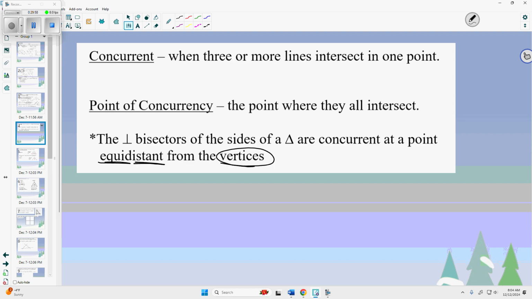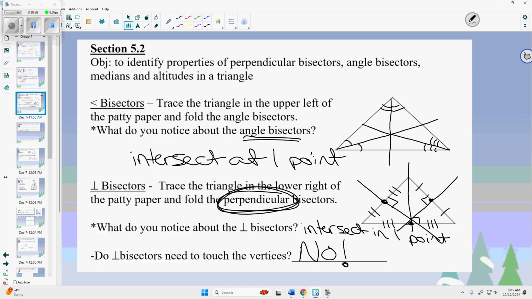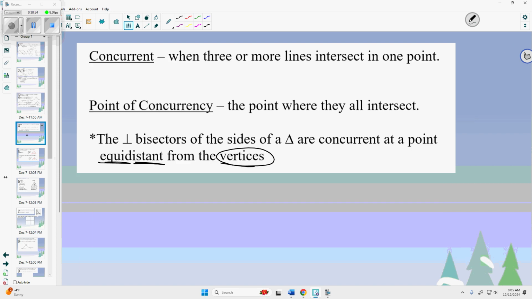What part of the triangle are the vertices? What are the vertices of a triangle? The angle, absolutely, it's the corners. The angles of the triangle are the vertices. You have a vertex in an angle. So we have that point, and I will show it again momentarily, but this point where they all met is the same distance from all three corners. That is what that statement says.